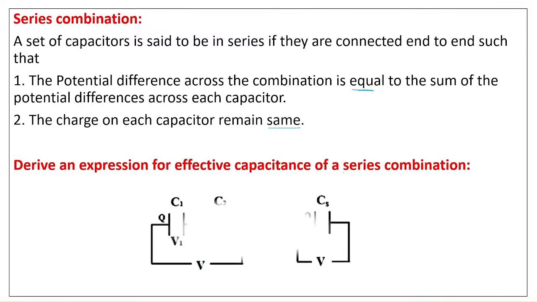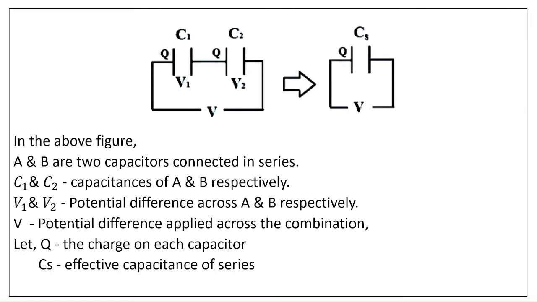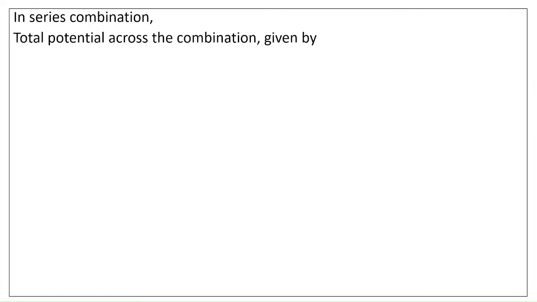From the above figure, A and B are two capacitors connected in series. C1 and C2 are the capacitances of A and B respectively. V1 and V2 are the potential differences across A and B respectively. V is the potential difference applied across the combination. Let Q be the charge on each capacitor. Let Cs be the effective capacitance of the series combination. In series combination, the total potential across the combination is given by V is equal to V1 plus V2.